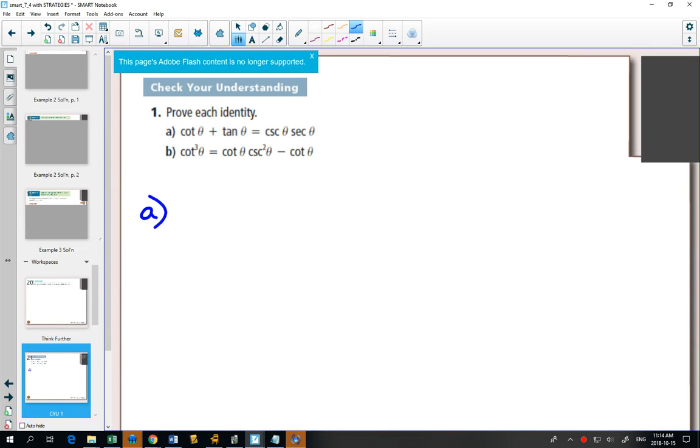Proving each identity. So here's A. We have cotangent theta plus tangent of theta equals cosecant theta secant theta. Draw our line.